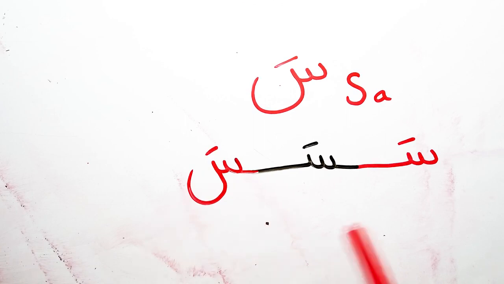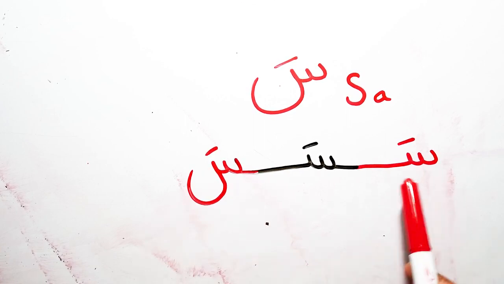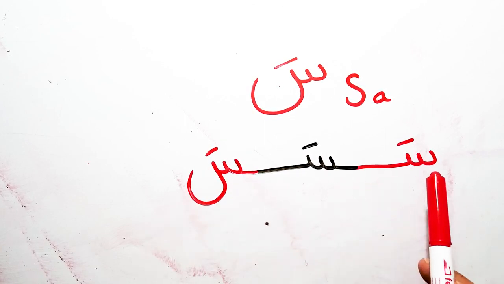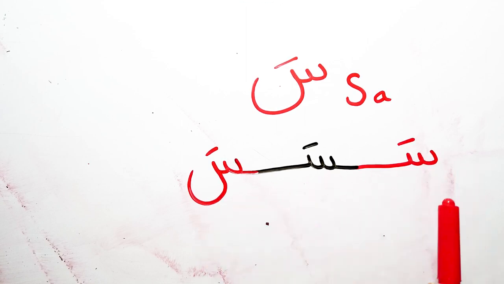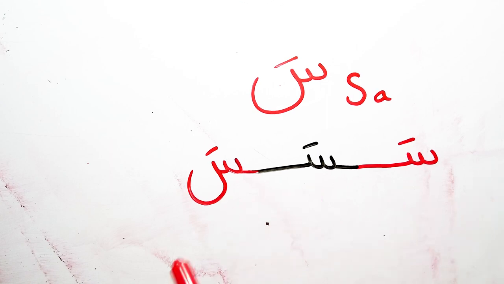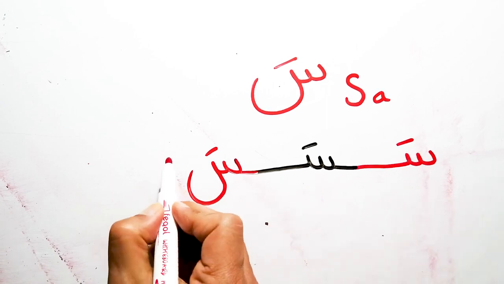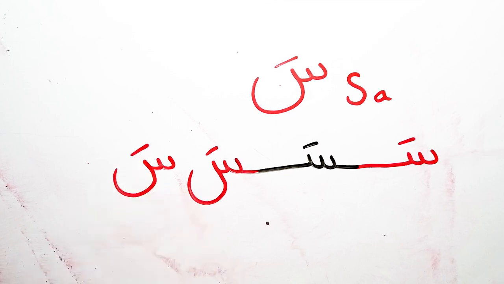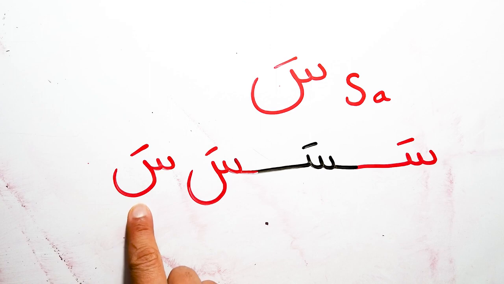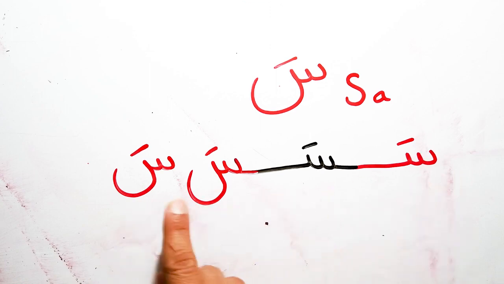Sa. Let's read. Sa, at the normal speed. Sa. Sa in the end of the word has this shape as well. So it can be like this one or this one. Sa.